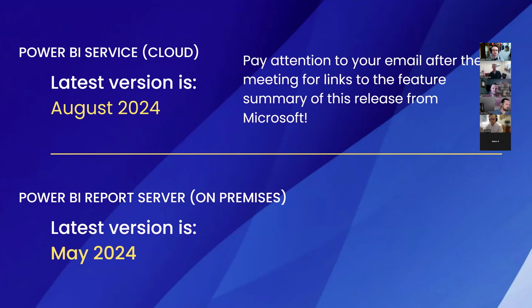As usual, we'll go through our typical update on where we are with the latest versions of Power BI. If you're using the Power BI service, which is in the cloud, the August 2024 release just came out about a week ago. After the meeting, I will be distributing the usual post-meetup email that has a link to the blog post from Microsoft about the various features in the August release. So look forward to that and exploring some of the new stuff that we have to offer in Power BI. If you are using Power BI Report Server, the latest version for that is still May 2024. Just as a reminder, they do a release typically every 4 months for Power BI Report Server.